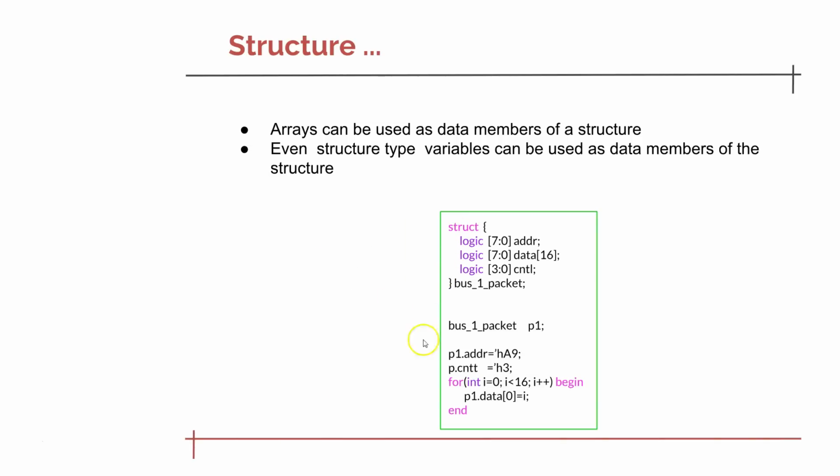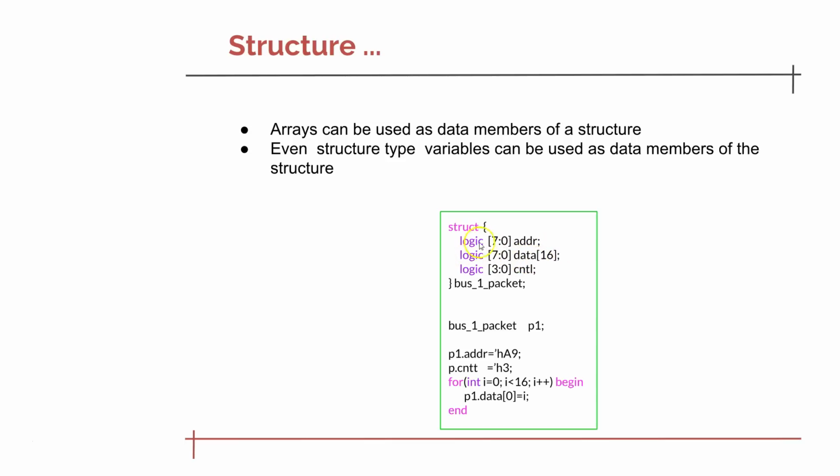So here is another example which is more relevant for SystemVerilog verification. Here I'm defining a structure named bus1_packet, and it could be something like a data packet which is transmitted along with an address, 16 bytes of data, and a control field. The structure members are addr, data, and cntl. We can see that data is again an array of bytes, or array of logic [7:0].